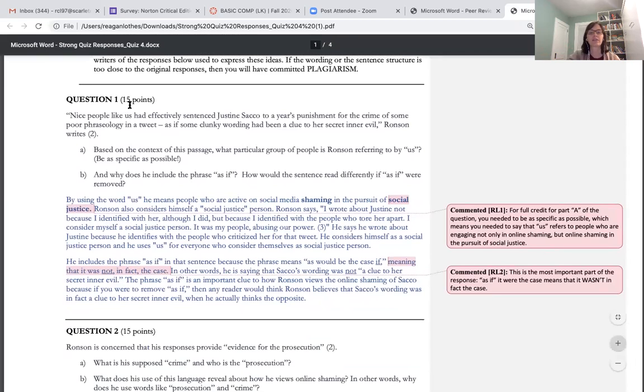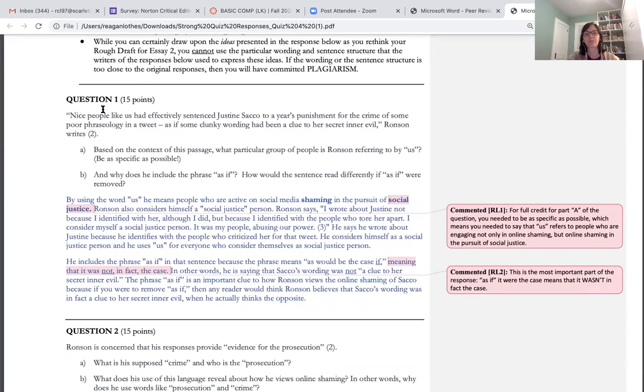Okay, so question 1, this was worth 15 points. "So nice people like us had effectively sentenced Justine Sacco to a year's punishment for the crime of some poor phraseology in a tweet, as if some clunky wording had been a clue to her secret inner evil," Ronson writes. Based on the context of this passage, what particular group of people is Ronson referring to by "us"? And here we want to make sure that we are as specific as possible.